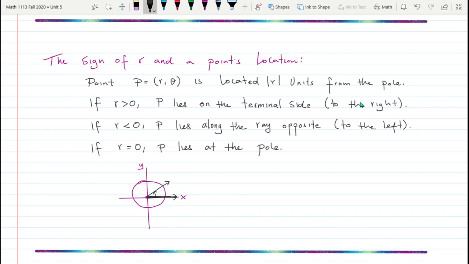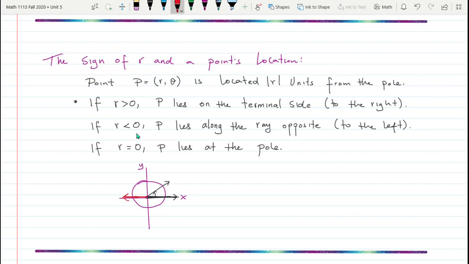Then, if the radius is less than 0, we say that we're going to draw or start the point on the opposite side, or to the left, right? So in this distance away from 0 on the left.